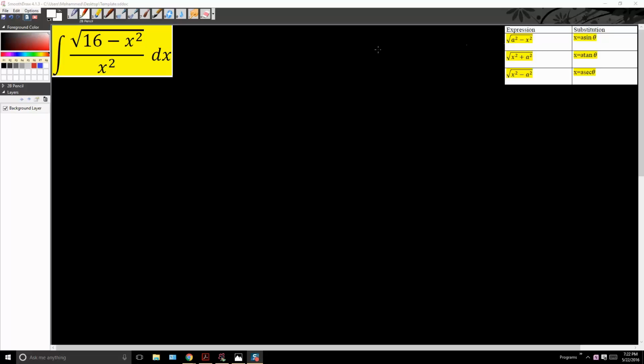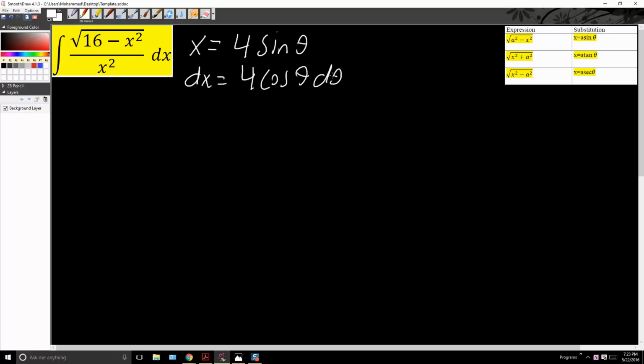For us, we can say that a squared is 4 squared. So a is going to be 4. So we will use this expression. So we're going to say that x is equal to 4 sine theta. Therefore, our dx will equal 4 cosine theta d theta.